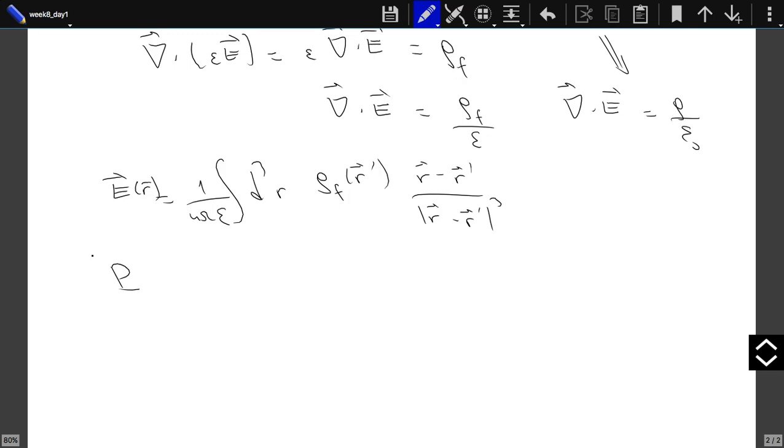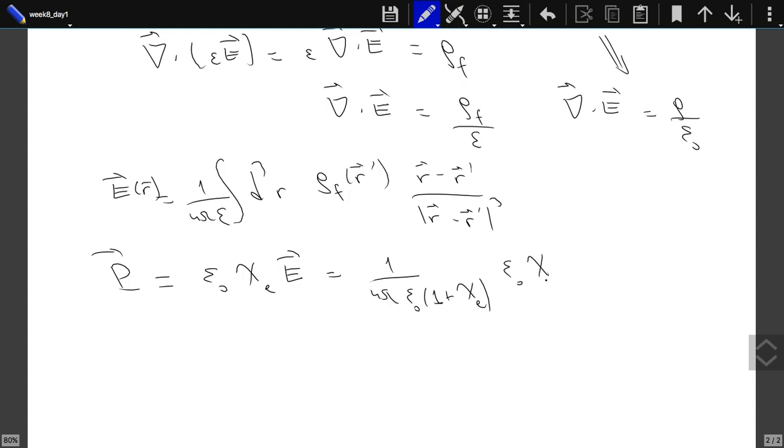We can determine the polarization. Remember, polarization was defined in terms of the electric field as epsilon 0 times the electric susceptibility times the electric field. Well, this is nothing but 1 over 4 pi. Epsilon was epsilon 0 times 1 plus the electric susceptibility, so we have epsilon 0 times the electric susceptibility. We also have this integral.